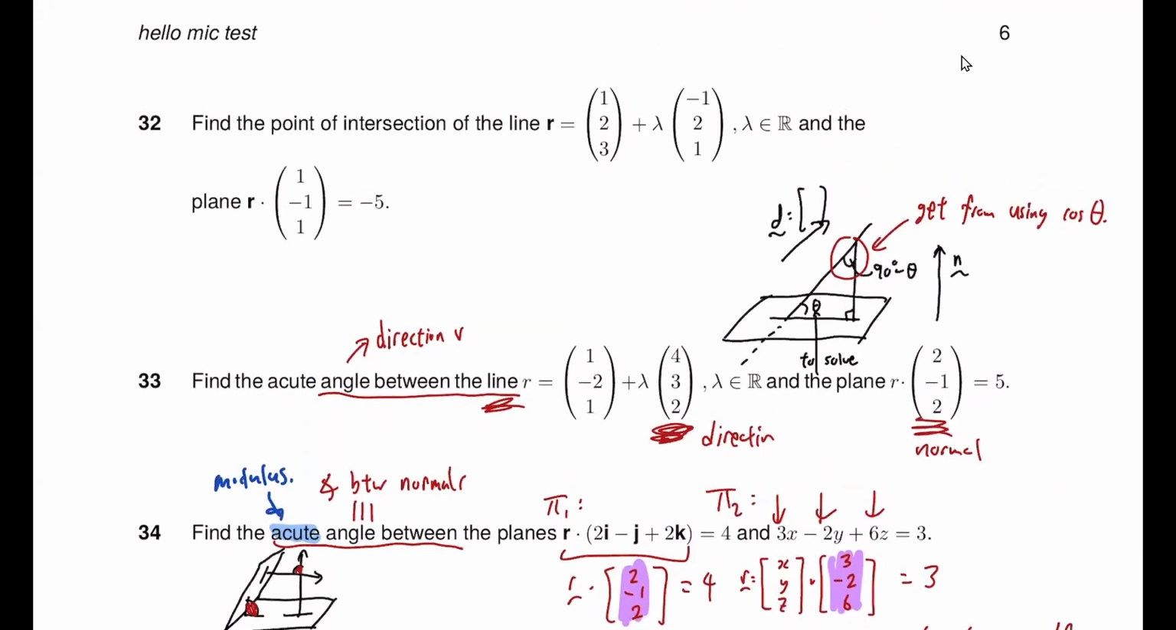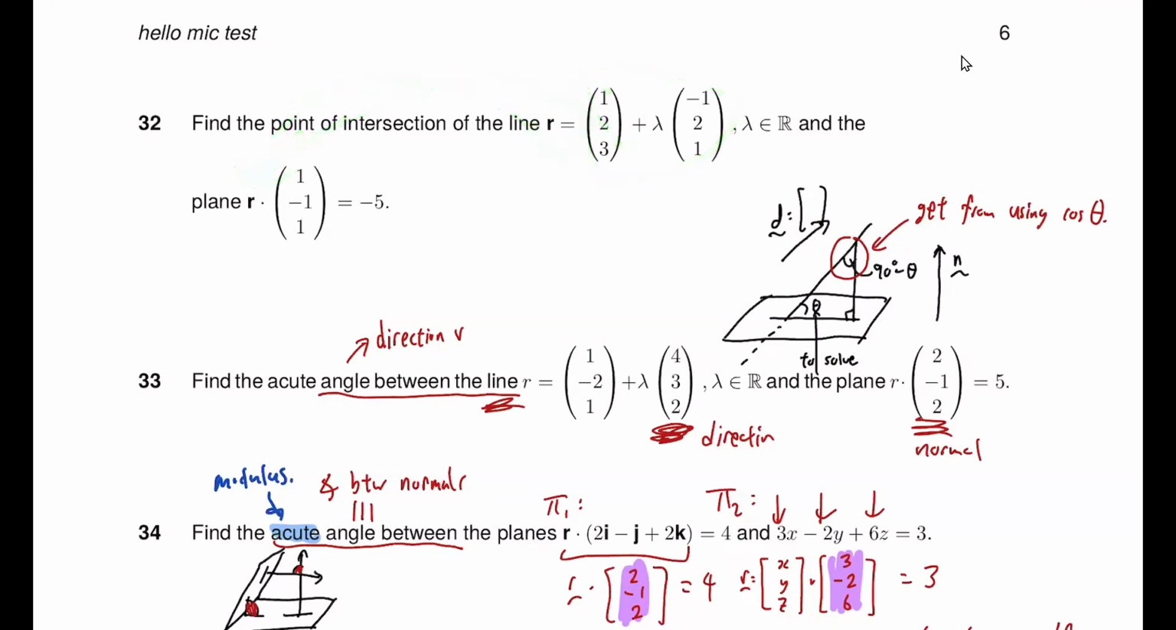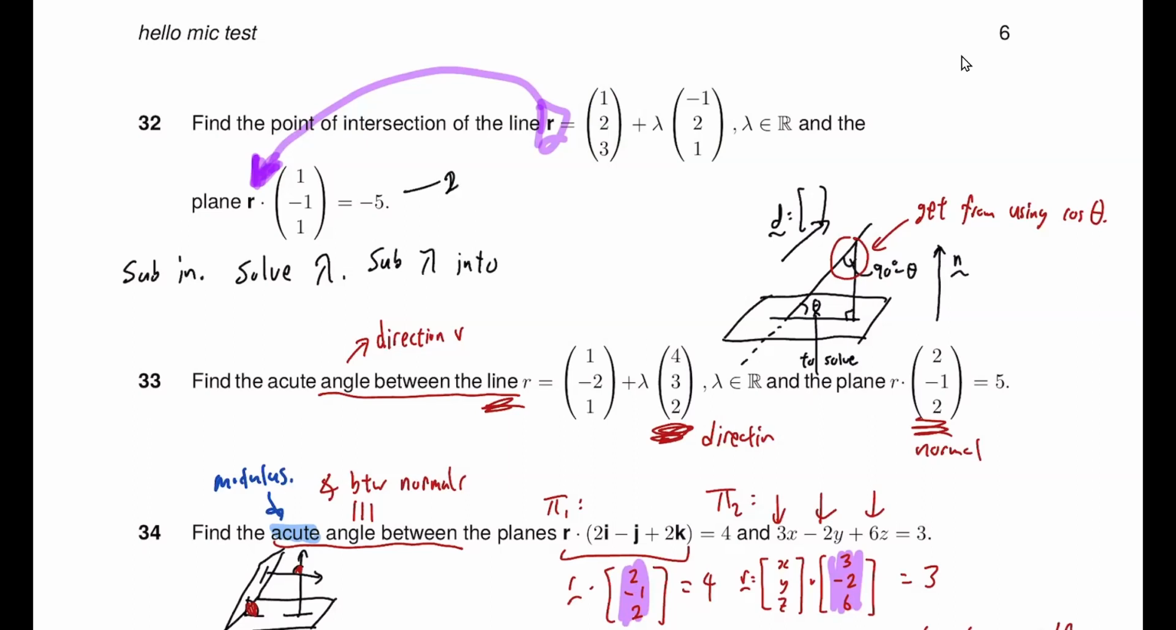Question 32. Find the point of intersection of the line and the plane. How? Just sub in the r. Exactly, so you take this equation and sub in. After you sub in, what do you get? What's your objective? You're trying to solve for lambda. Sub in, solve for lambda. Then after you find lambda, what do you do? I sub lambda back into the equation. Let's call this number 2, let's call this number 1. Which one? Number 1, because lambda only appears in 1. I think it's quite obvious. Yeah, okay, good. So you know already.